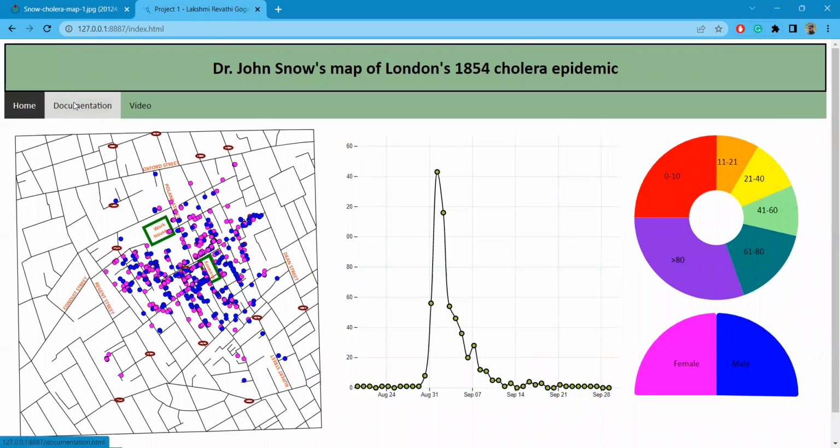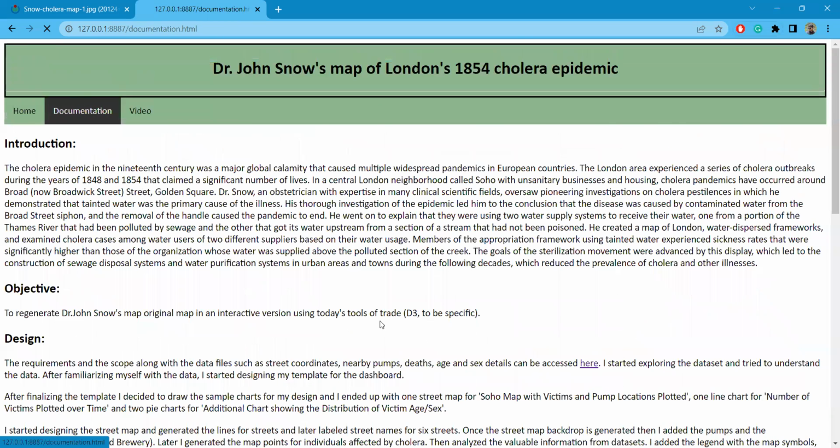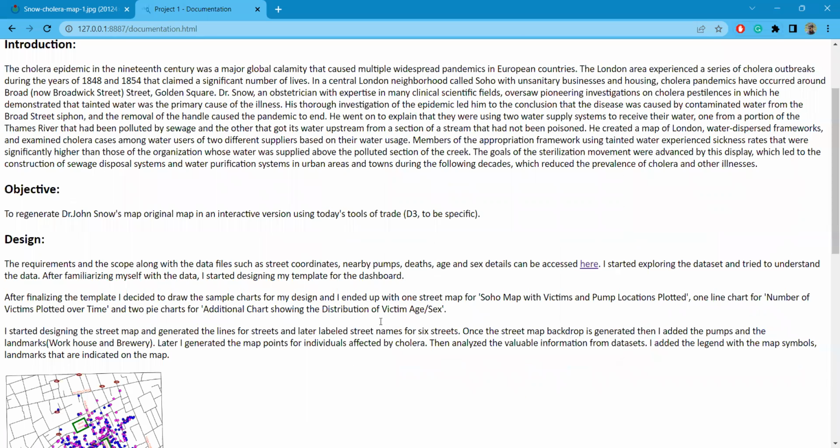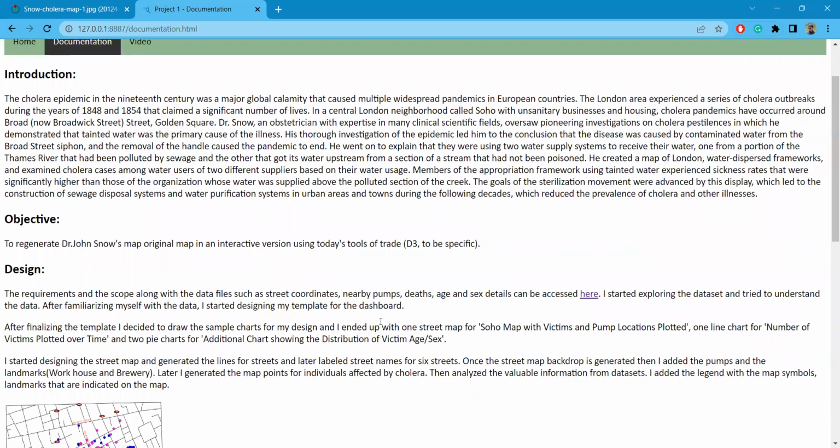And I added the detailed documentation of my design process and my design choices, objectives, and also the observations.